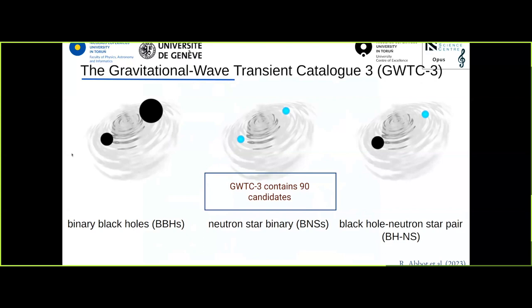LIGO and Virgo have already detected tens of extragalactic black hole binaries, a few double neutron stars, and black hole neutron star binaries. However, the network of ground-based detectors can only detect a small fraction of the inspiral, a few seconds just before the final merger. The space-based detectors can detect a much larger part of the early inspiral, but the horizon of LISA is limited to the Milky Way galaxy and other nearby galaxies.